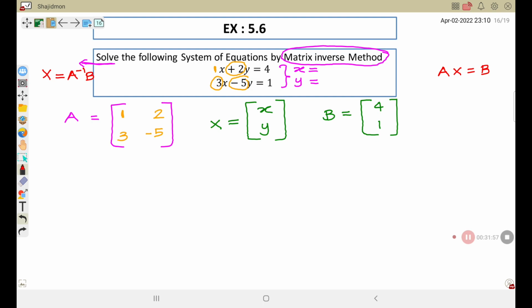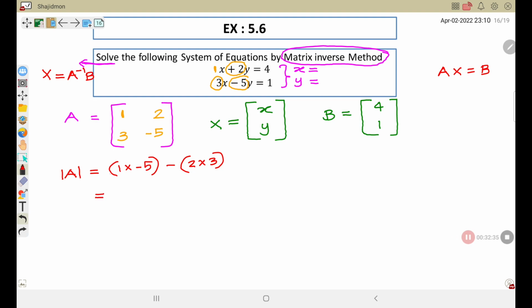So first we need to calculate what is the A inverse of the matrix, correct? A inverse of the A matrix. Before, we discussed how to find the A inverse. So first we find the determinant of A, correct? Why determinant of A? Because if determinant A is not equal to 0, then only the inverse exists, correct? So determinant of A equal, you know how to calculate? Main diagonal number 1 multiply minus 5, minus off diagonal numbers 2 multiply 3. So what will be the answer?